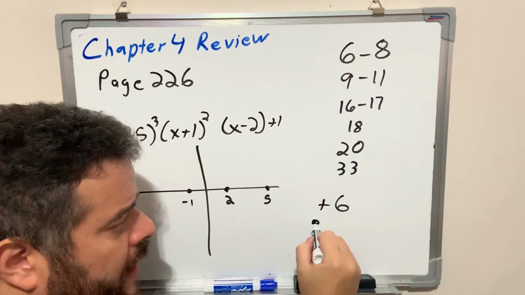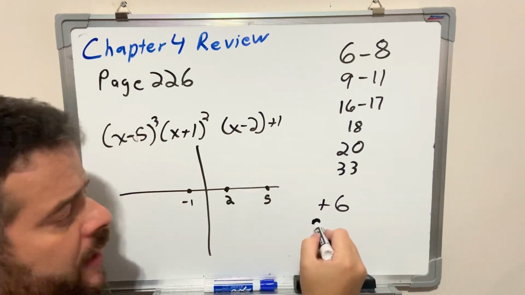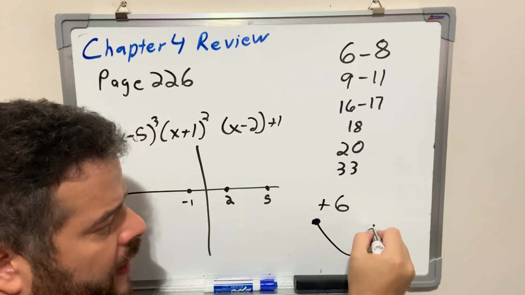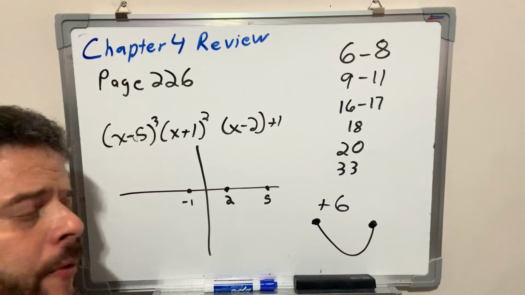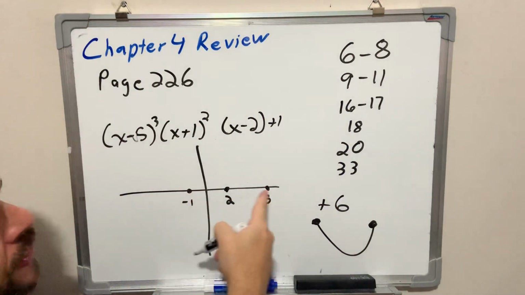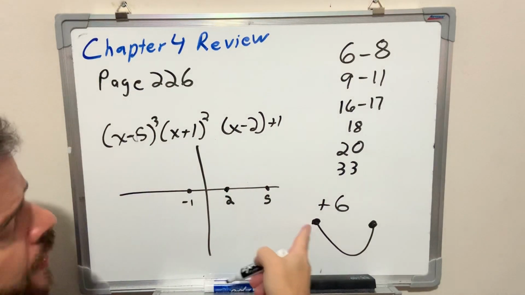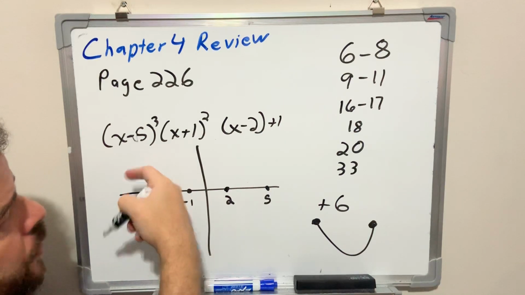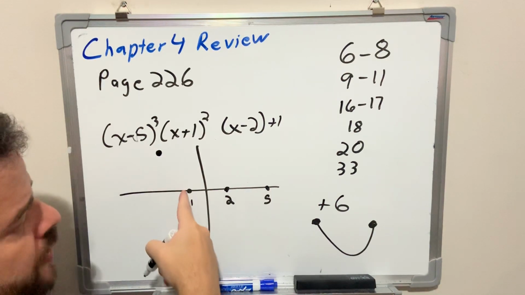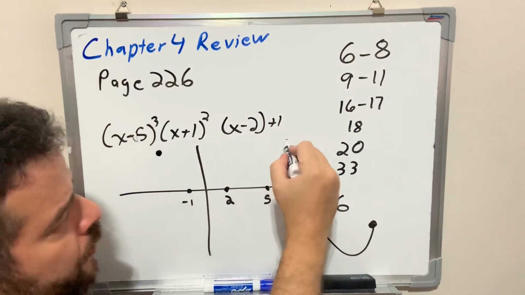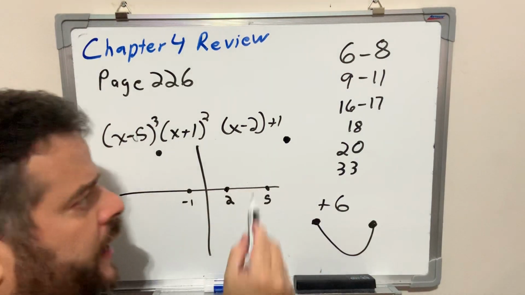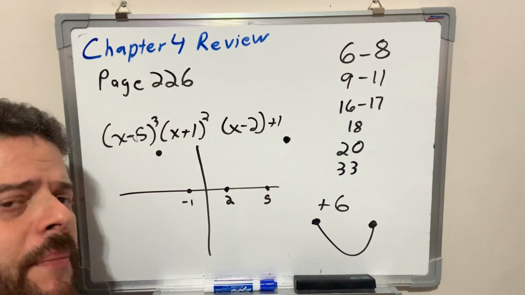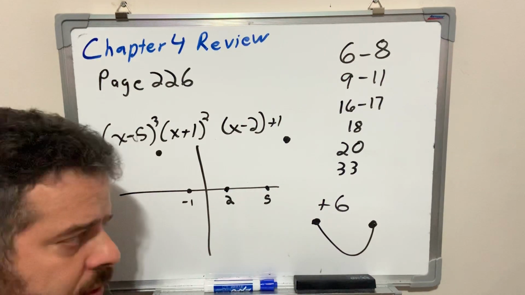So based on our end behavior, I should begin in the upper left-hand side and end in the upper right-hand side. So you look at your zeros, you're going to put a point above and to the left of your leftmost zero and a point to the right of your rightmost zero. You're going to begin here, you're going to end here. And pretty much you're going to be connecting the dots.